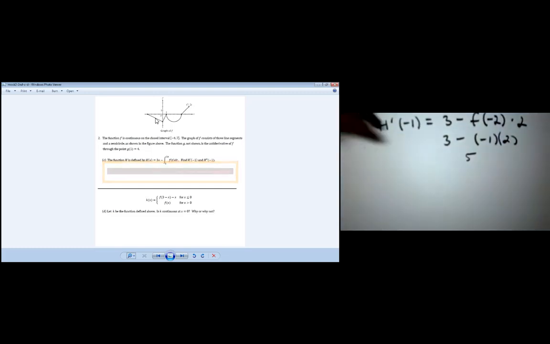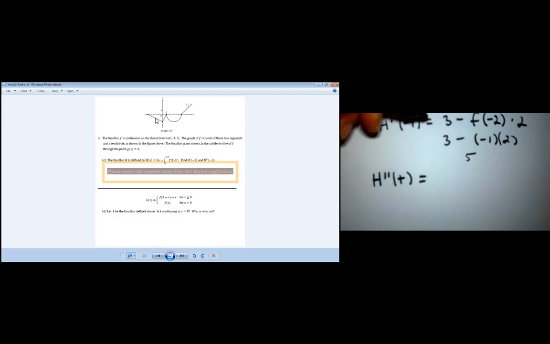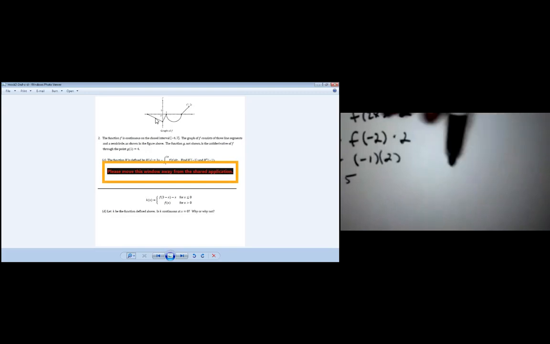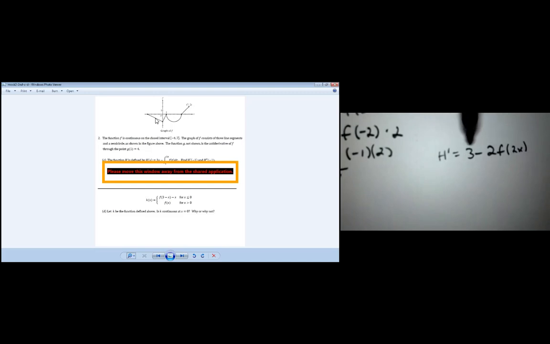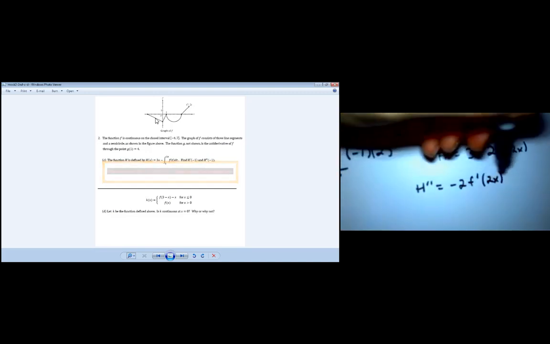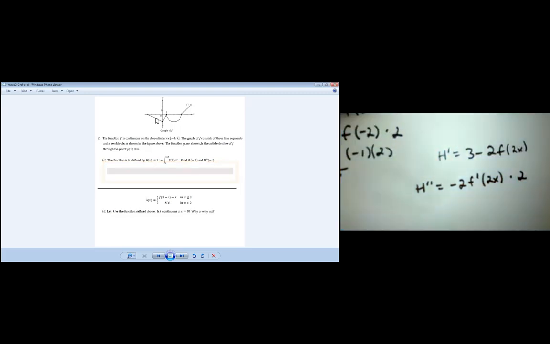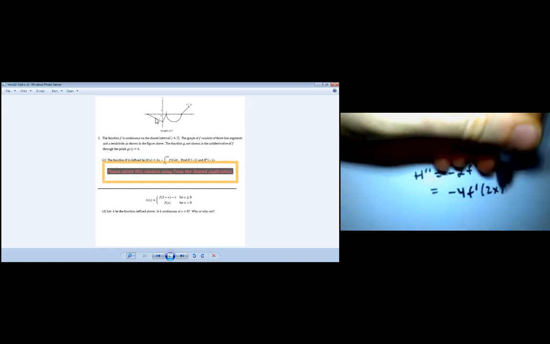Okay, and then we need to do h double prime. So h double prime is equal to, the 3 is gone. And so in reality, let's clean up h prime. H prime is equal to 3 minus 2 f of 2x. That's what we're taking the derivative of. So the 3 is gone. And then it's trig prime, so -2 f prime, trig prime, stuff prime. And then we can clean that up and call it -4 f prime of 2x.